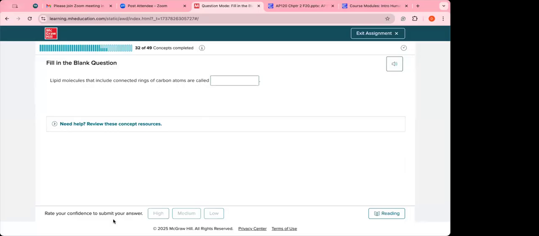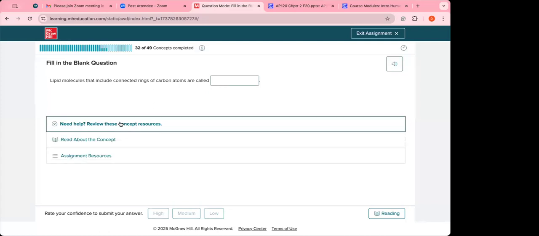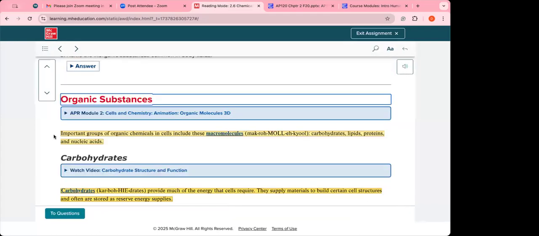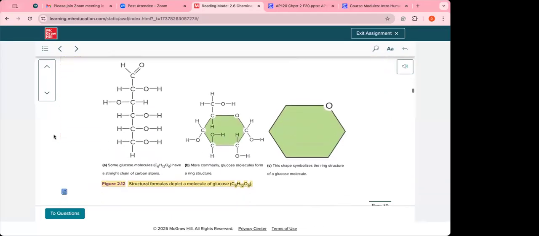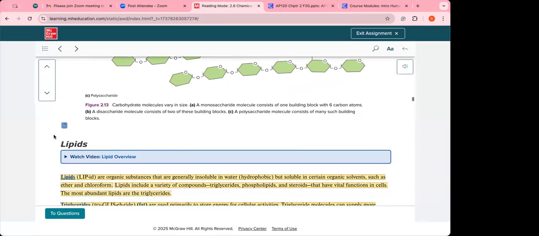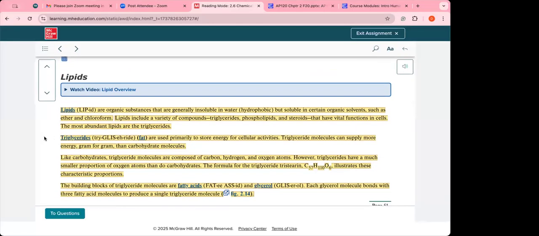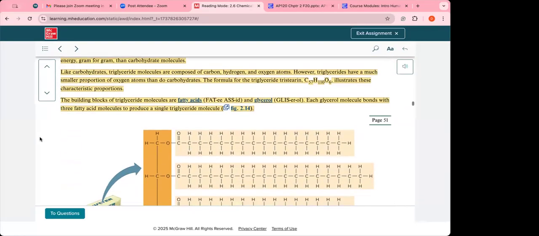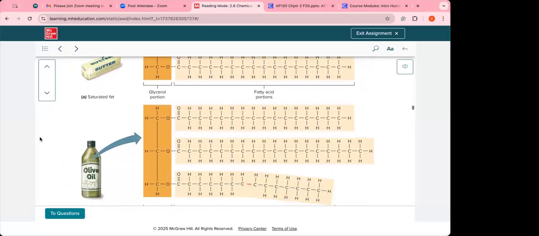Lipid molecules that include connected rings of carbon atoms are called what? Okay, I don't know that we've seen this yet. Lipid molecules that include connected rings of carbon atoms are. Okay, so let's go to lipids. Now we're looking for connected rings of carbon atoms. So we got to keep going down.